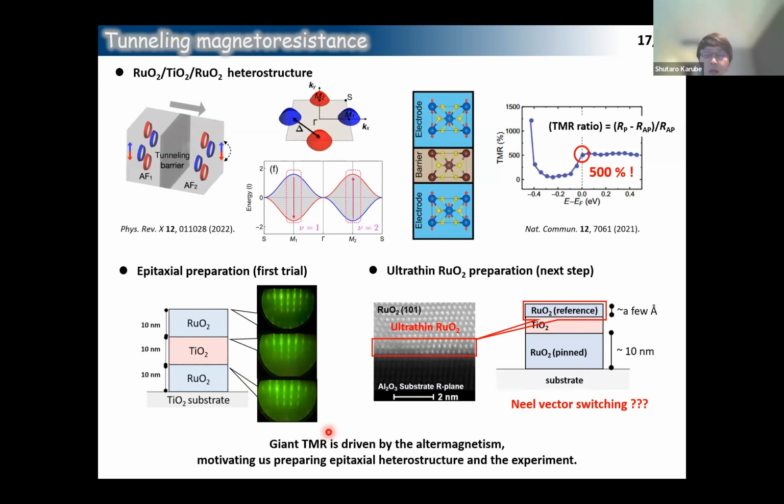So we are now actively preparing an experimental setup using altermagnets, the prototype ruthenium dioxide with titanium dioxide, as shown here. Addressing the challenge of controlling the Néel vector reversal in the free layer is a crucial aspect of this research. Researching the TMR in altermagnets holds great potential for advancing our understanding of these materials and their application in spintronics.